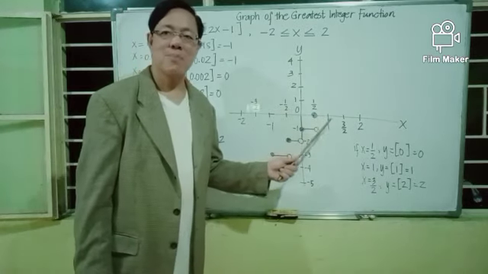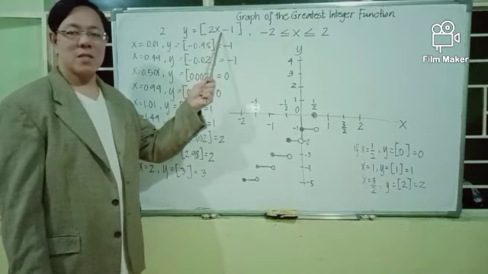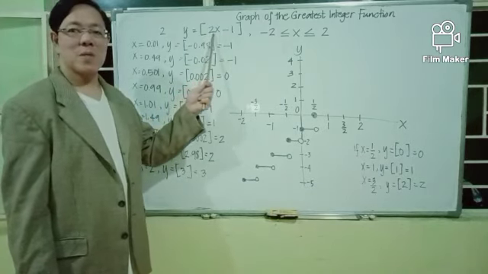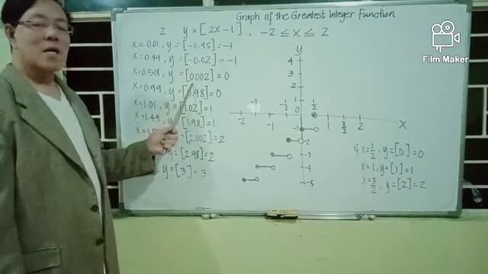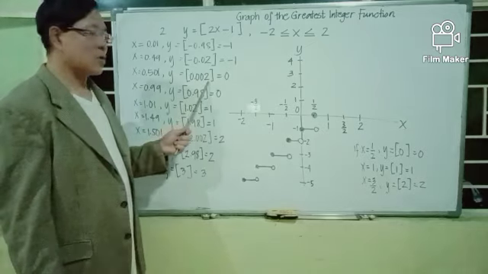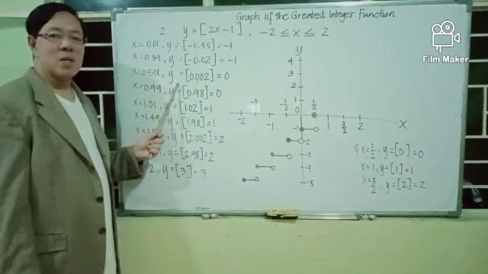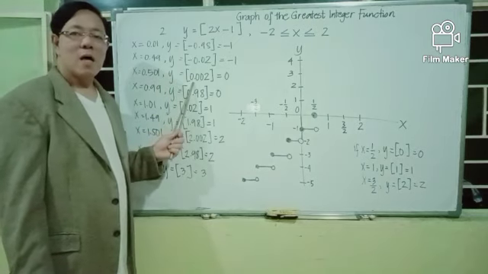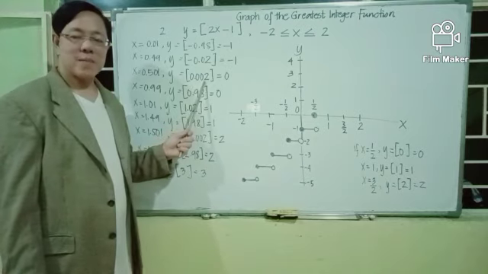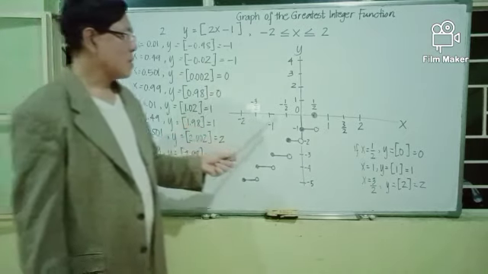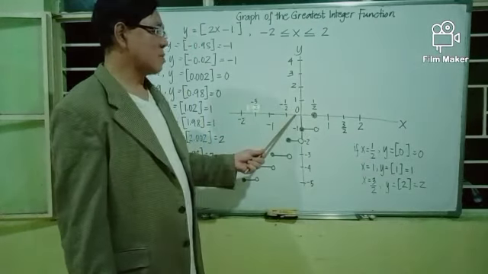And when x is 0.501, substitute in the greatest integer function 2 times 0.501 minus 1. Using your calculator, you should get 0.002. Thus, when x is 0.501, the value of y is the greatest integer less than or equal to 0.002, and that integer is 0. When x is 0.501, the value of y is 0.